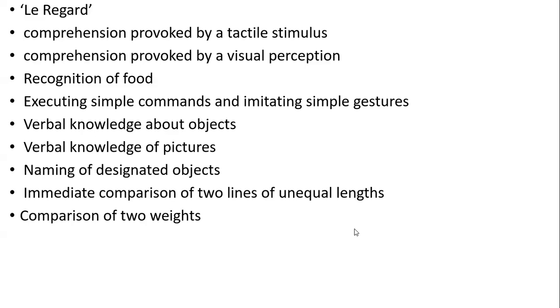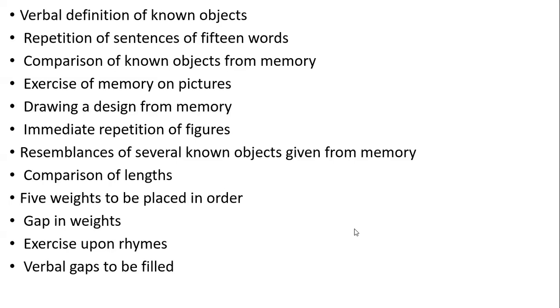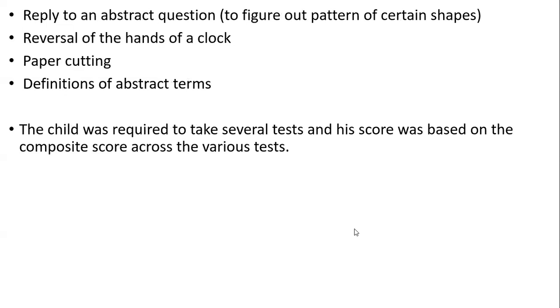They have to verbally tell about the objects, verbally identify the pictures, name some objects, compare two lines of unequal lengths, and compare two weights. So there are some tests for them. Right, so these are the activities they have. They have an abstract question, right? They have paper cuttings. So they have different tasks in order to test their intelligence, right?